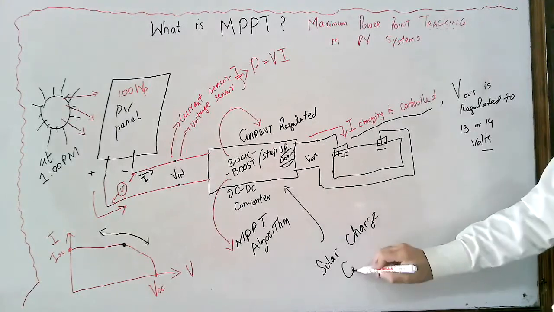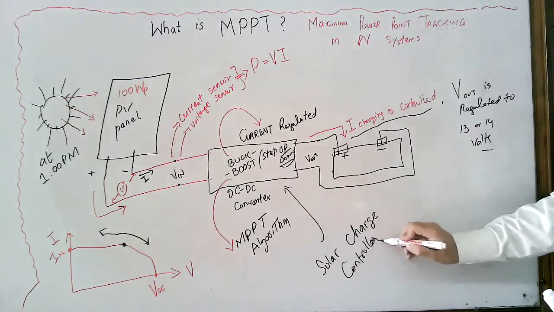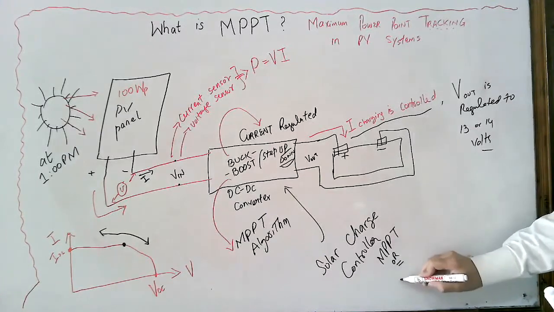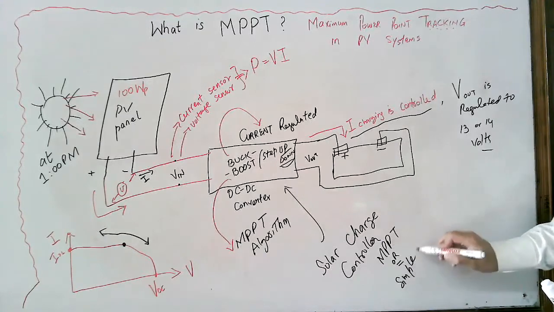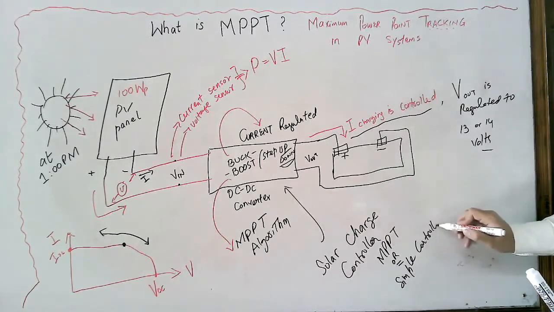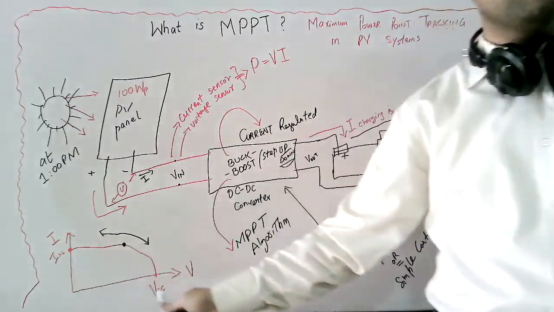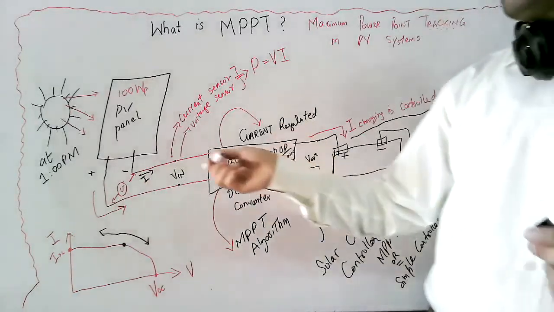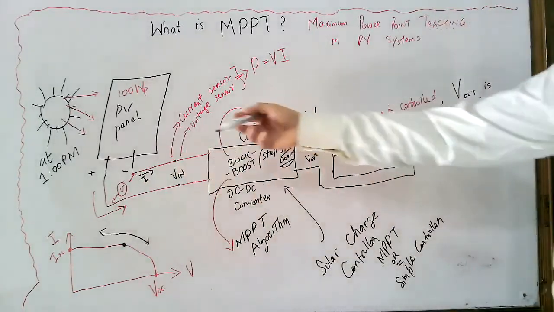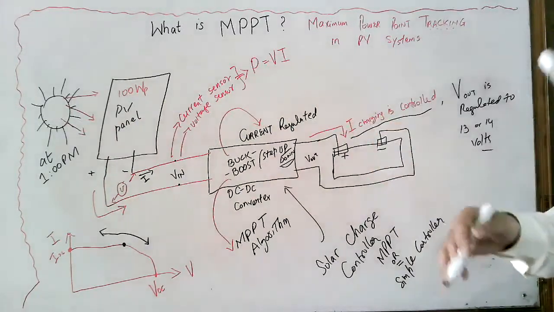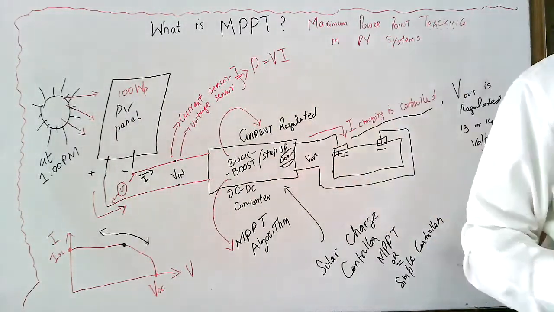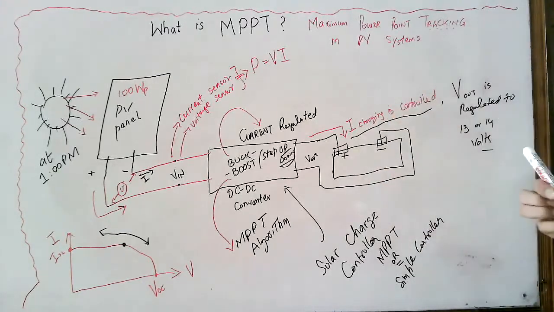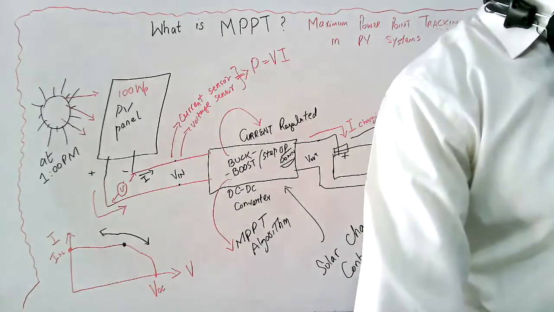And this solar charge controller may be an MPPT based solar charge controller or a simple charge controller, it depends. If it is simple, then there is no such tracking of the maximum power point. Whatever is the available power, whatever is the power required by the load, it will be extracted from the panel, and there will be no lookup for the maximum power point. I hope everything is clear about what is maximum power point tracking.